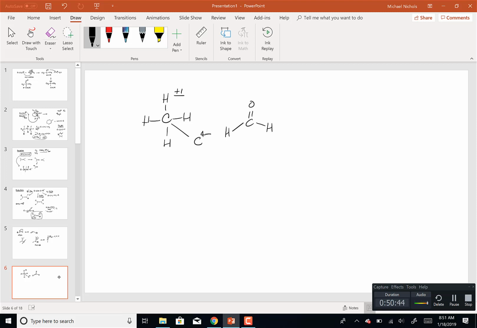In this aldehyde, what would happen? Now we have to sum it up. With the oxygen, the carbon lost 2, so it'd be +2. And with each one of the hydrogens, it gains an electron. So it's +2 with the oxygen, and -1 with each of the 2 hydrogens. That carbon's oxidation state is 0.